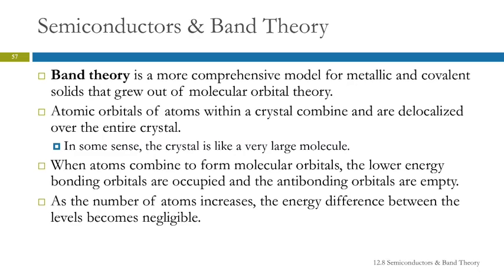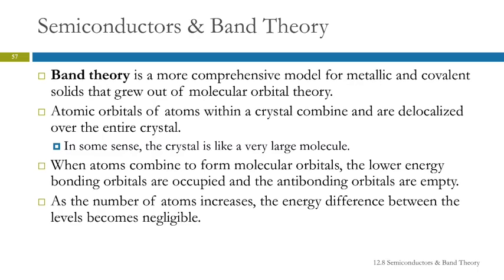Band theory is a model for metallic and covalent solids that came out of molecular orbital theory. So atomic orbitals in the crystal combine, they're delocalized over the entire crystal. So you've got molecular orbitals. In some sense, we can think of a crystal as being a very large molecule. It's a really big molecule.